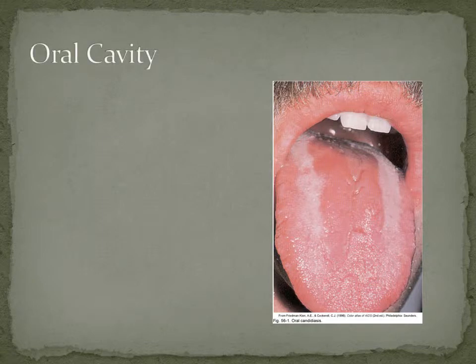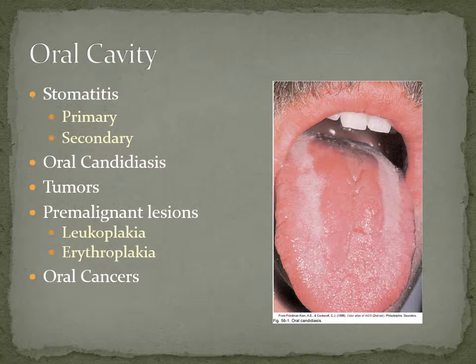These disorders can include stomatitis, oral candidiasis, tumors, premalignant lesions, and oral cancers. So stomatitis is an inflammation within the oral cavity, such as canker sores. It's classified as primary or secondary. Primary are non-infectious, such as herpes simplex and traumatic ulcers. Secondaries result from infection by opportunistic viruses, fungi, or bacteria in the immunocompromised patient.